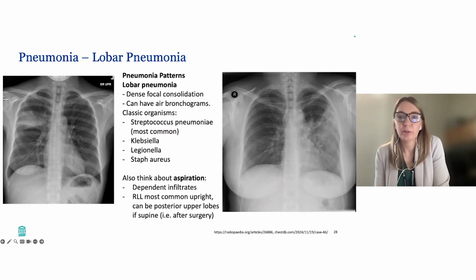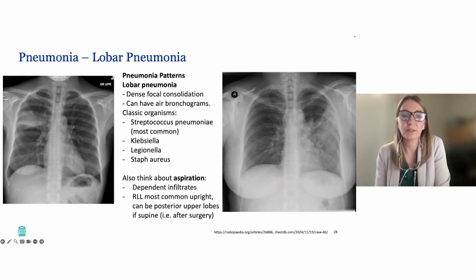Now we will move on to pneumonia. We will start with the classic lobar pneumonia that generally involves a single lobe of the lung. This presents on chest x-ray as a dense focal consolidation that can have air bronchograms, which is an area of lucency along an airway. The classic organisms that cause lobar pneumonia are strep pneumo, Klebsiella, Legionella, and Staph aureus.